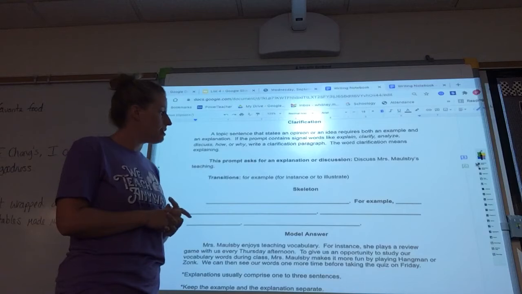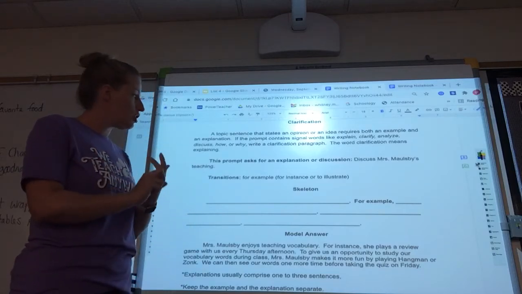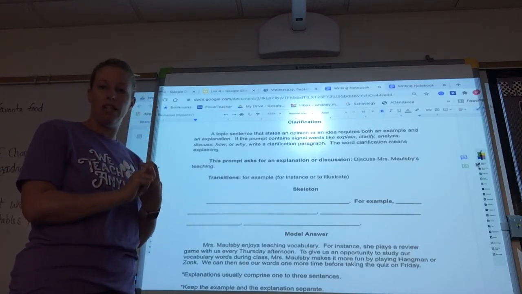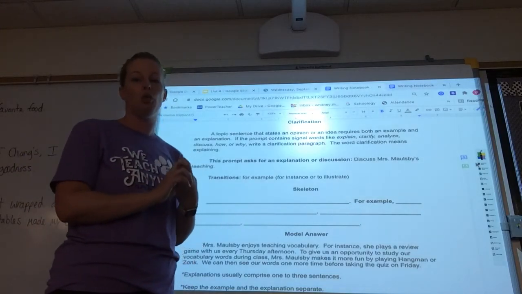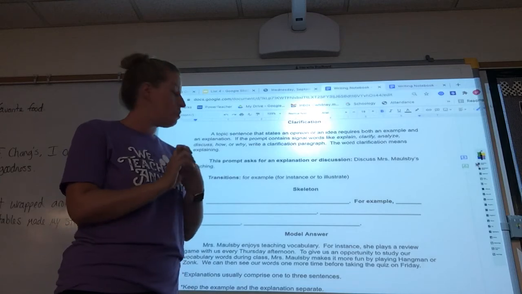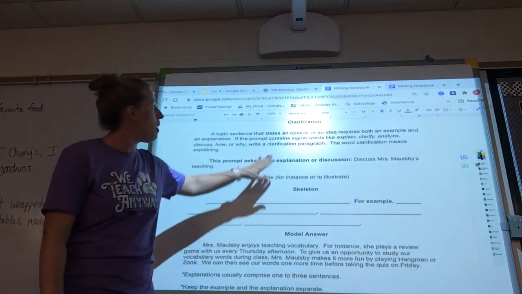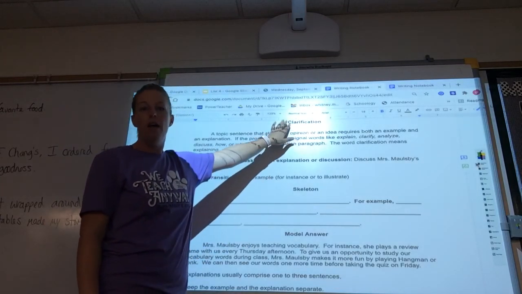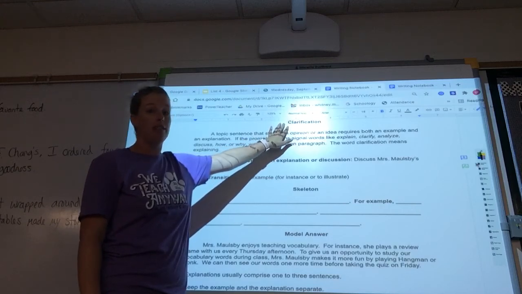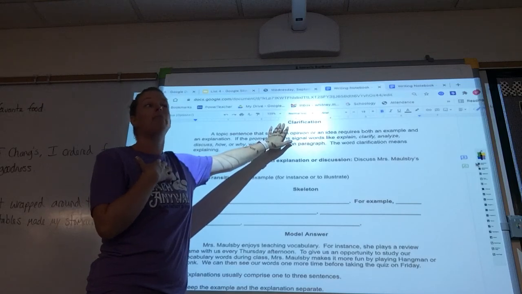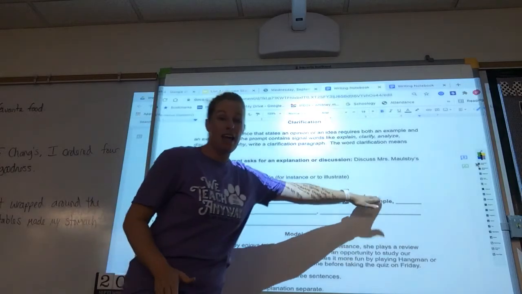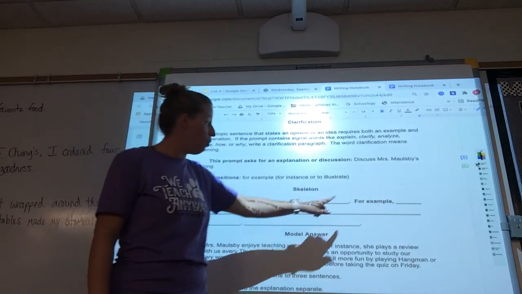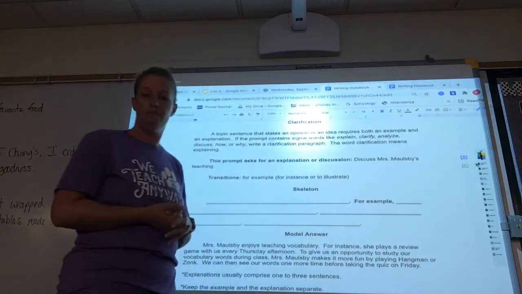So again, you are stating a topic sentence, you're giving a specific example related to that prompt, and then you are explaining to me how that example makes your topic sentence true. You need to make sure that you're doing all of these parts for a clarification paragraph because that is where you add the explanation. It is very similar to our SEE. Statement, example, explanation. The only thing we're adding is a transition word.